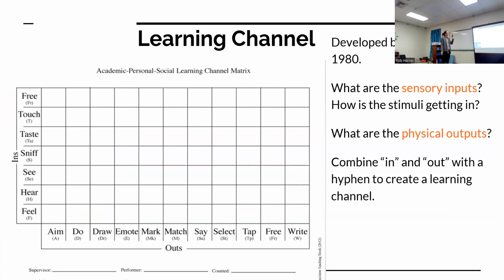We're going to tack the learning channel, just like in the diagram, onto the front of those definitions that we've already made. And all we're doing is hyphenating two words, one from this column and one from this column. What is this? The x-axis are the ins. So we have ins and outs, and we're going to put an in with an out. Ins are sensory inputs.